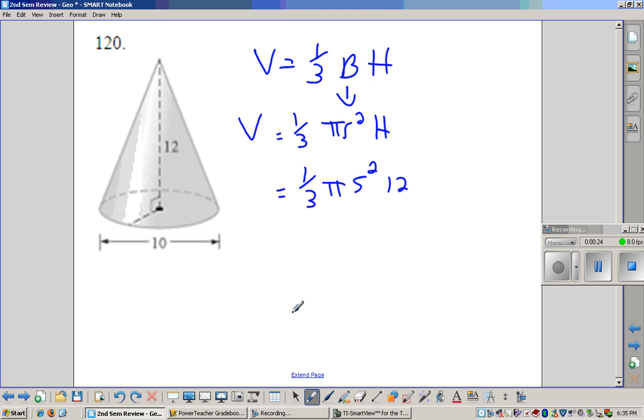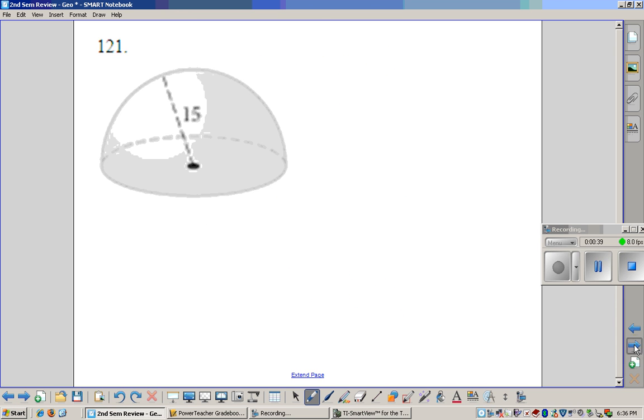And let's see if we can do any of this in our head before we get to the calculator. 1/3 of 12 is 4. 5 squared is 25. 4 times 25 is 100. 100 pi, that's the answer. No calculator needed.